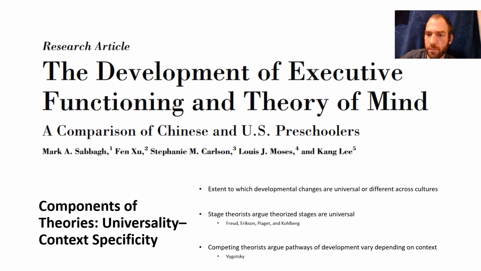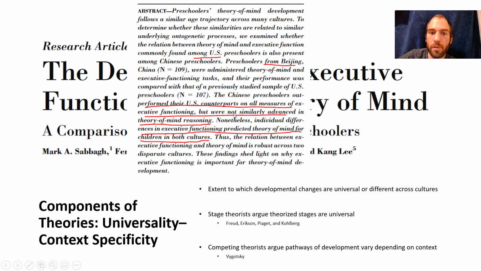But we see, if we can get my PowerPoint, there we go. So you can see in the underlined red lines that they looked at executive function and theory of mind in children in the United States and in China. And moving down to the red line at the bottom, the Chinese preschoolers outperformed their US counterparts on all measures of executive functioning, but were not similarly advanced in theory of mind reasoning. Nonetheless, individual differences in executive function predicted theory of mind for children in both countries.